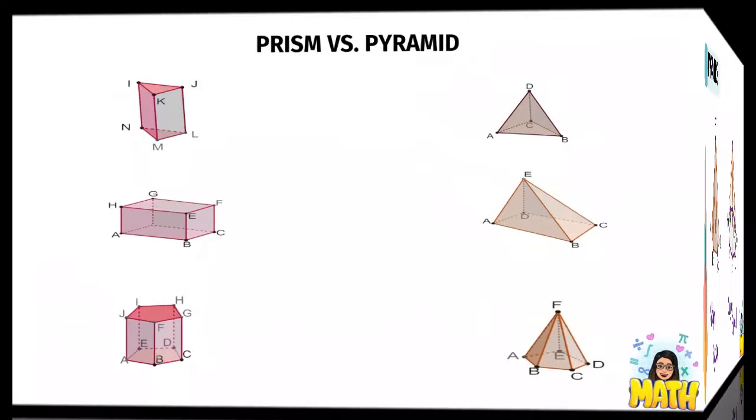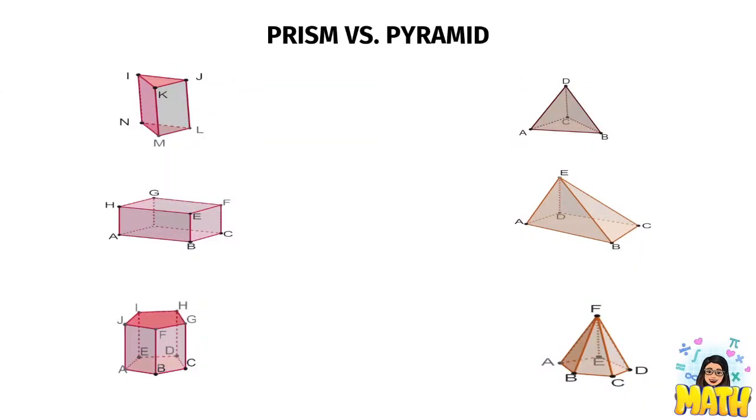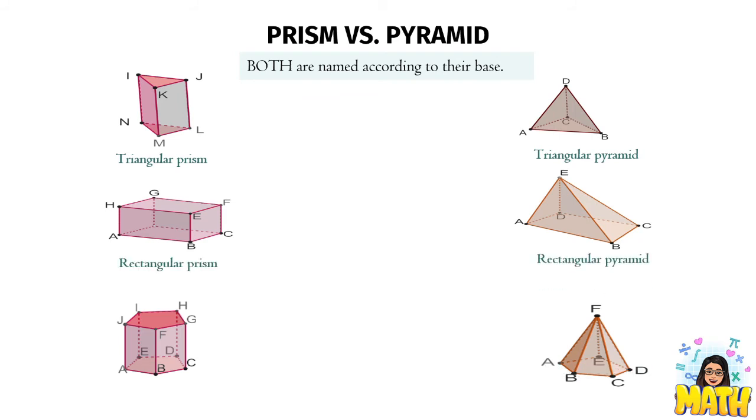Now, kadalasan na pagpapalit ng iba ng pagka-classify whether a figure is a prism or a pyramid, dahil pareho natin silang pinapangalanan based on their base. Just like here, we have triangular prism, triangular pyramid, rectangular prism, rectangular pyramid, pentagonal prism, and pentagonal pyramid. Pero ano nga ba talaga ang pinagkakaiba nito?